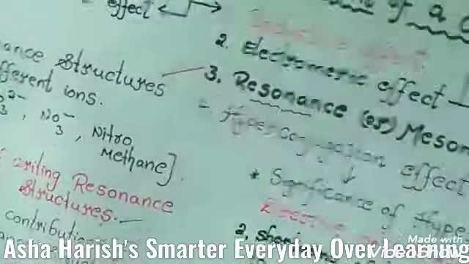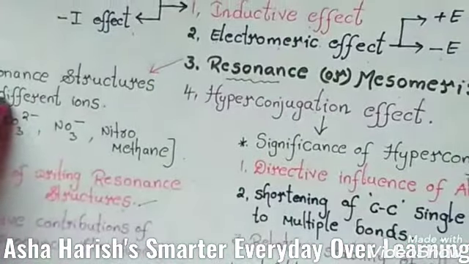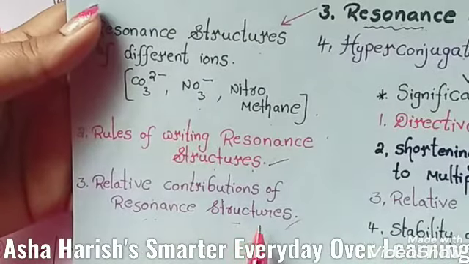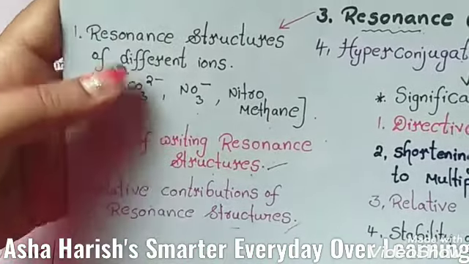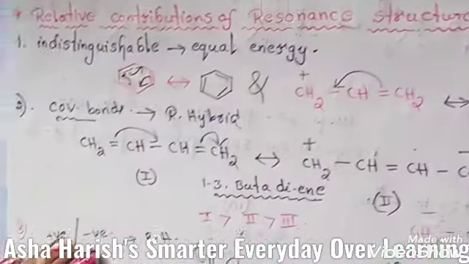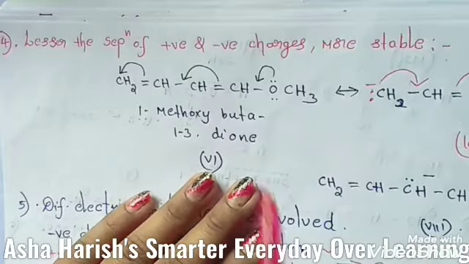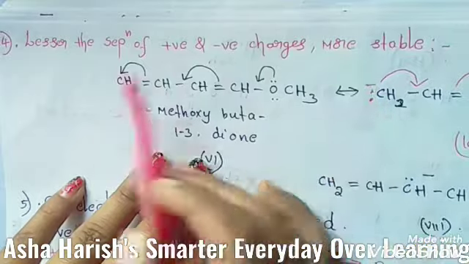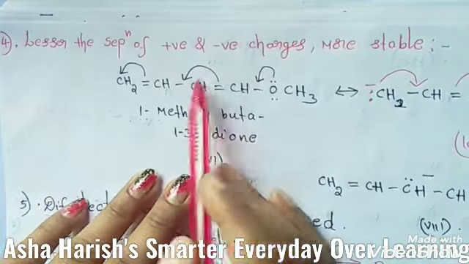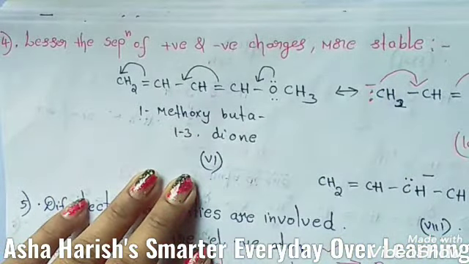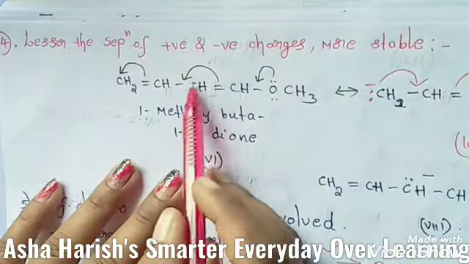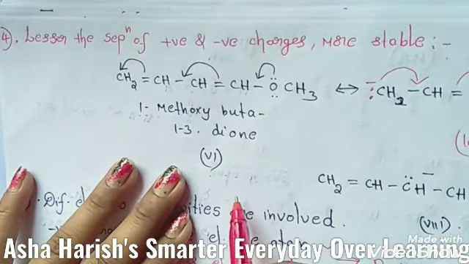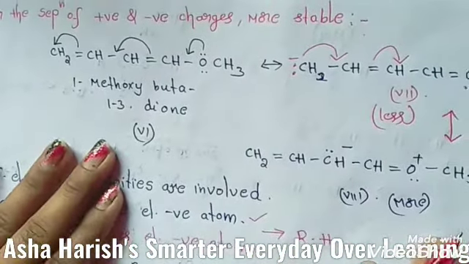Okay, let's see the mind map once. Here, the relative contributions of resonance structures, just now we discussed this. Now let's see rule number 4. The lesser the separation of positive and negative charges, the more stable. Here, the lesser the separation of positive and negative charges, the more stable is the resonance structure. Just for example, out of the resonance structures, here number 7 and 8.